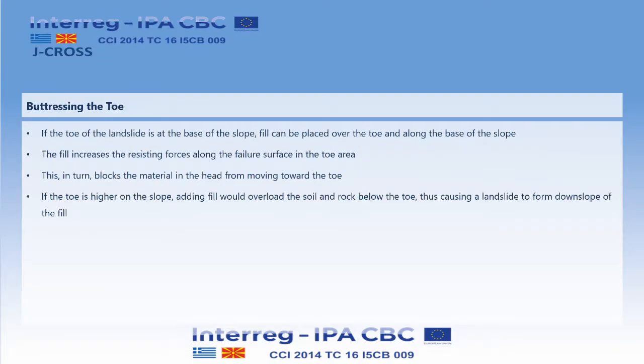If the toe of the landslide is at the base of the slope, fill can be placed over the toe and along the base of the slope. The fill increases the resisting forces along the failure surface in the toe area. This, in turn, blocks the material in the head from moving toward the toe. If the toe is higher on the slope, adding fill would overload the soil and rock below the toe, thus causing a landslide to form downslope of the fill.